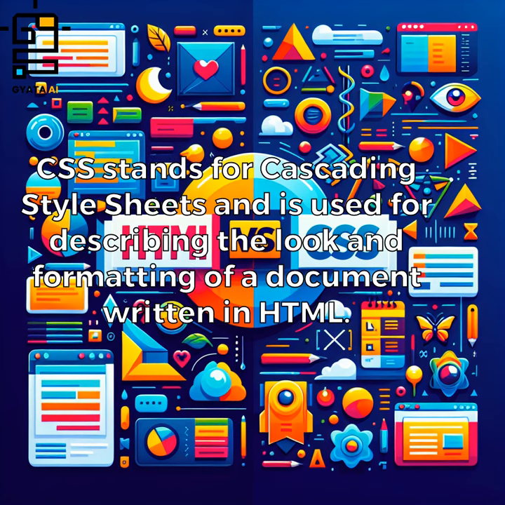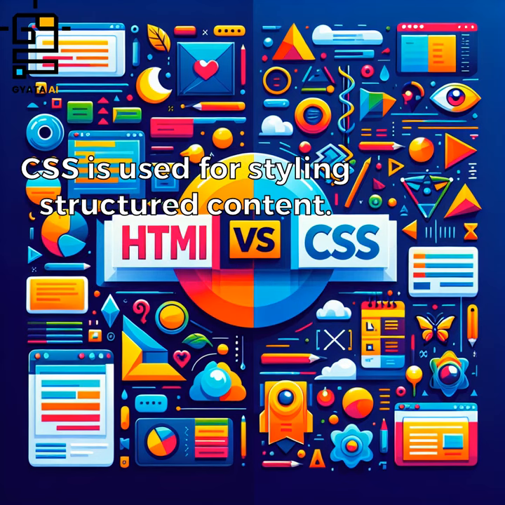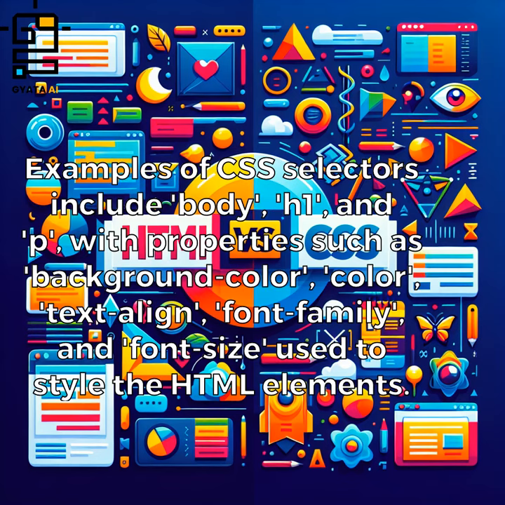CSS. CSS stands for Cascading Style Sheets and is used for describing the look and formatting of a document written in HTML. CSS is used for styling structured content. Examples of CSS selectors include body, H1 and P, with properties such as background color, text-align, font family, and font size used to style the HTML elements.